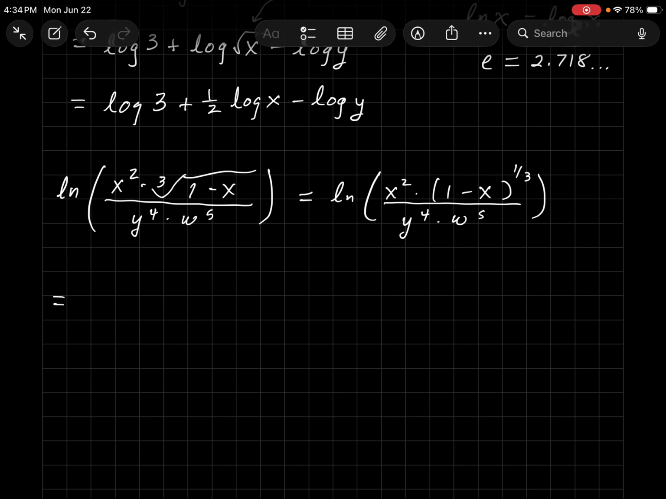So I have natural log of x squared becomes 2 natural log of x. And then I would do plus natural log of 1 minus x to the 1/3. So 1/3 natural log of 1 minus x. And then minus, and I could do minus and some parentheses because it's being multiplied on the bottom, but I like to think of it this way. If I have something in the numerator, I know it's going to be added. And if I have something in the denominator, it's going to be subtracted.